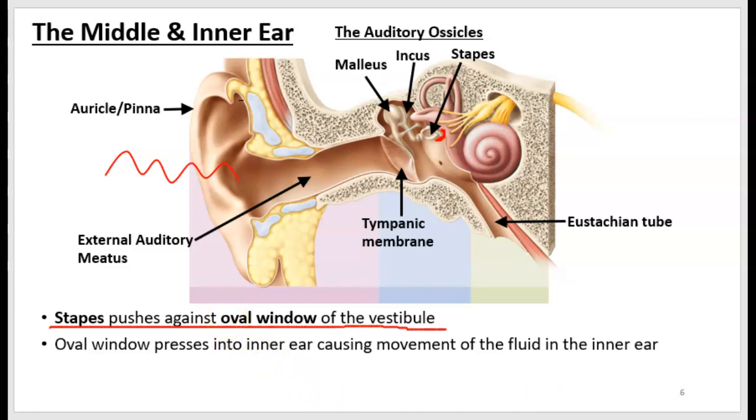So the stapes will push into the oval window and then pull back and release it, and then push in, pull back, push in, pull back with the sound wave. As that happens, the oval window, which is a membrane, presses into the vestibule, which is part of the inner ear. Now, the inner ear is completely closed off from the atmosphere, so there's only fluid in the inner ear, not air. So as the stapes presses against the oval window, the fluid in the inner ear will move.